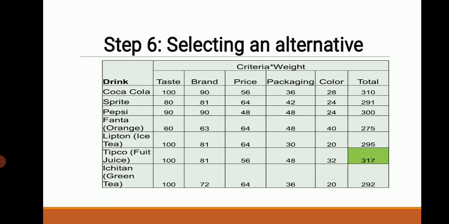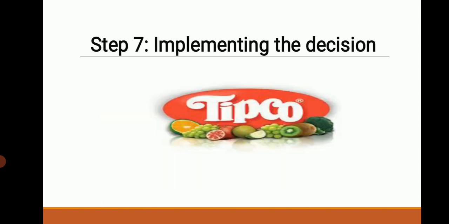And the next step 6 is selecting an alternative. That means we want to multiply the criteria into weight. So totally for Coca-Cola, the taste 100, brand 90, price 56, packaging 36, color 28. So the total is 310. Thus the highest mark we will get is for Tipco fruit juice. So finally, implementing the decision, we want to drink the Tipco. So this is the case study, just an example of choosing a cool drink.